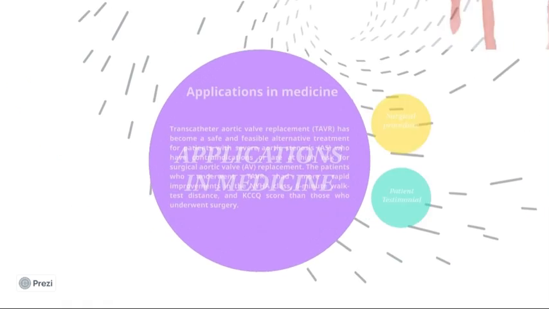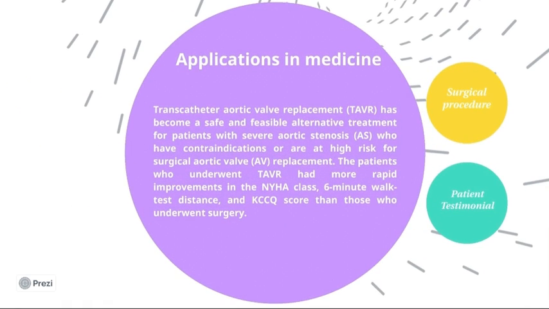Applications in medicine. Transcatheter aortic valve replacement has become a feasible alternative treatment for patients with severe aortic stenosis (AS) who have a contraindication or are at high risk for surgical aortic valve (AV) replacement. The patients who underwent TAVR have more rapid improvement in the NYHA class, six-minute walk test distance, and KCCQ score than those who underwent surgery.